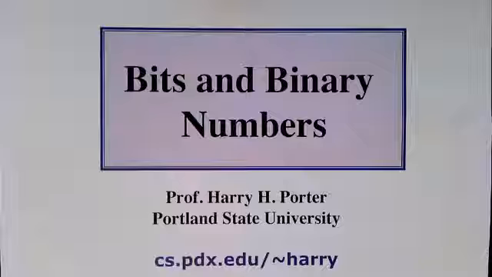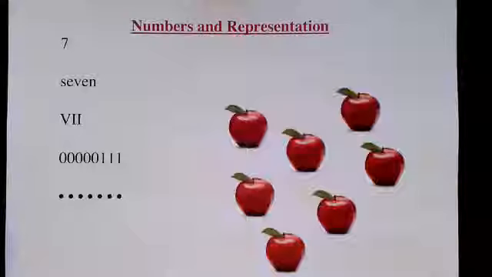In this video, we're going to introduce bits and describe how they can be combined to produce binary numbers. Before we get started, let's make clear that there's a distinction between the number and its representation. The number, such as 7, is a very abstract quantity. Here we have 7 apples.